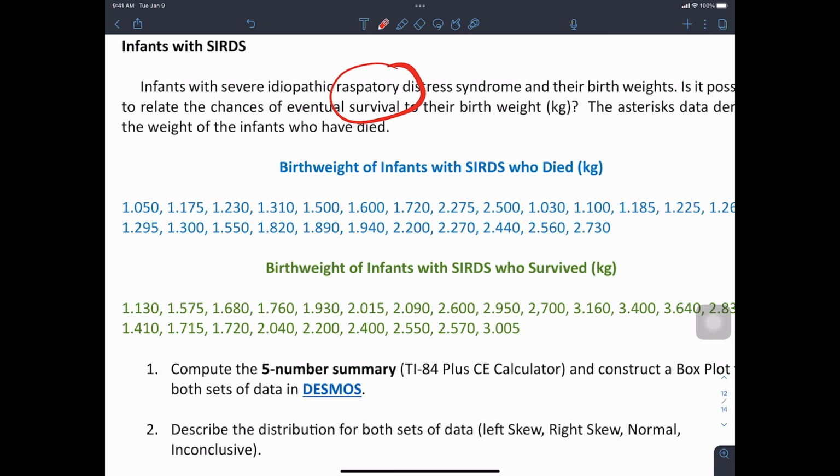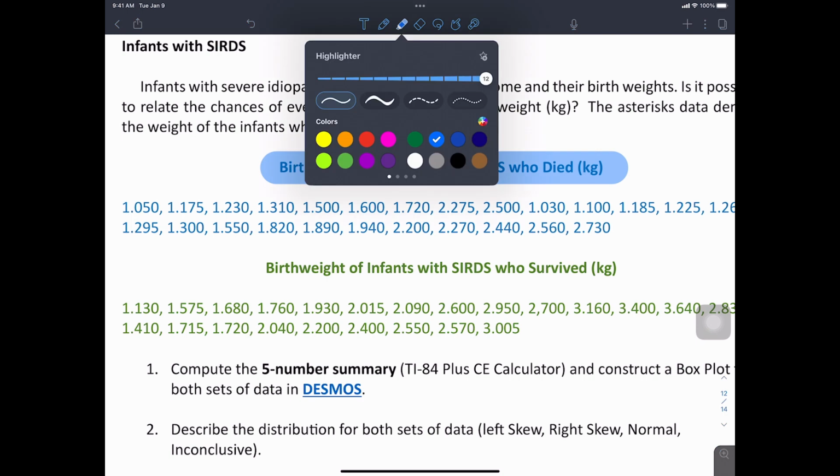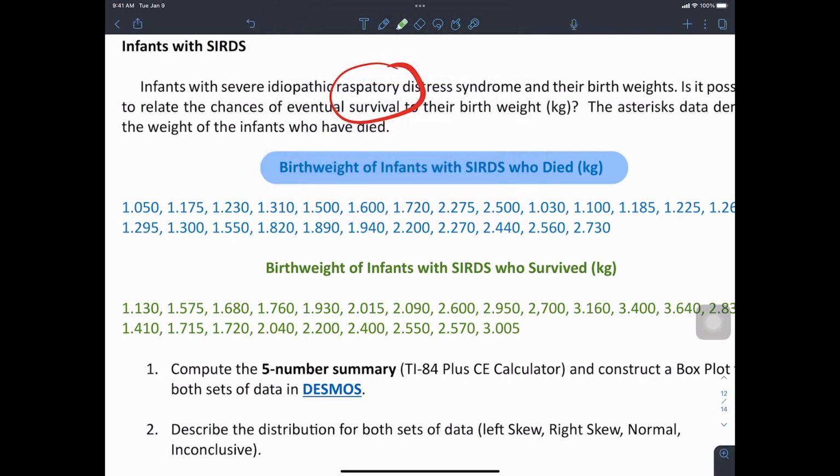And then there's corresponding weights they have. They weigh them. And guess what the deal is, ladies and gentlemen? These are birth weights in blue. It's the birth weight of infants with SIRS who died. All these values. And then they're going to compare that to the birth weights of infants with SIRS who did not die. They what? Survived. You guys see what I'm saying?